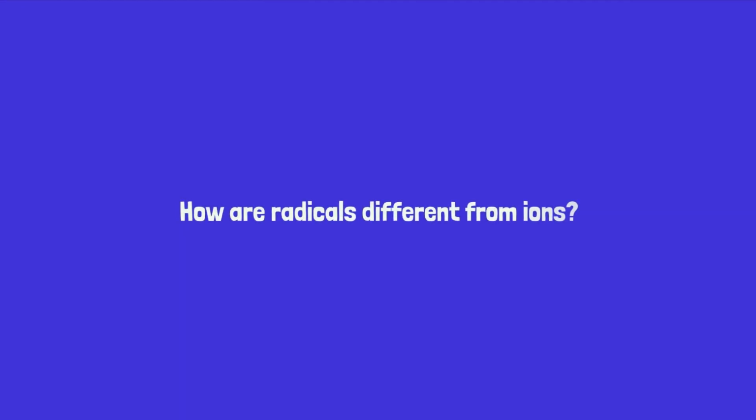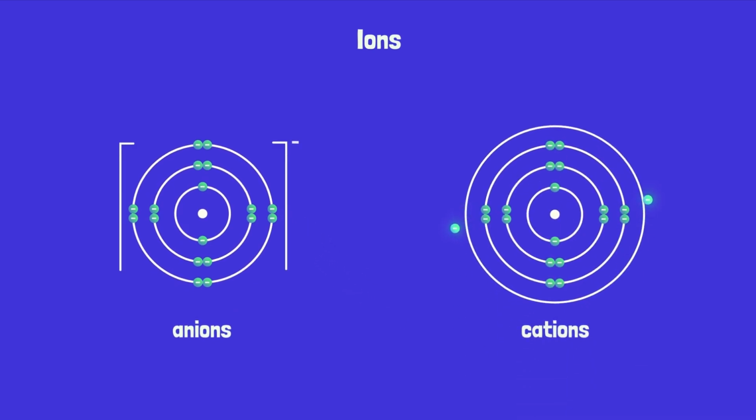How are radicals different from ions? Well, an ion is formed when an atom gains or loses an electron.